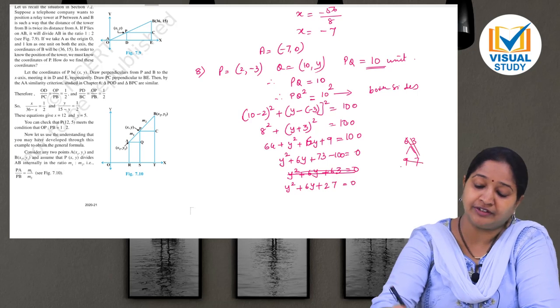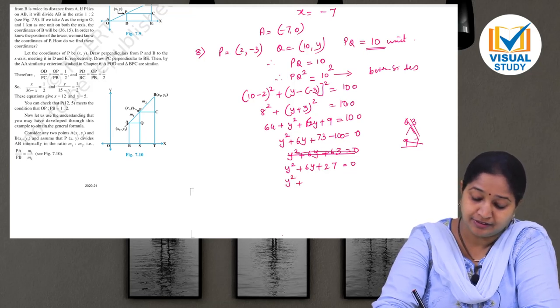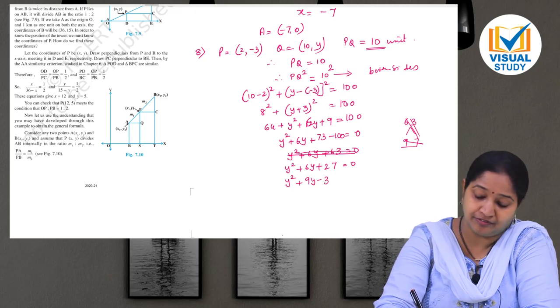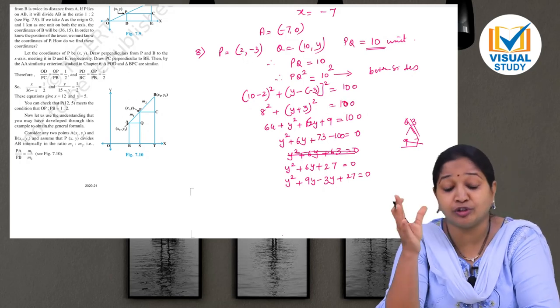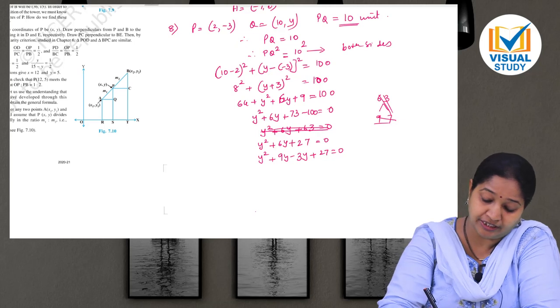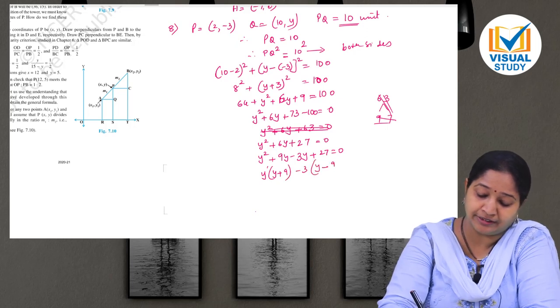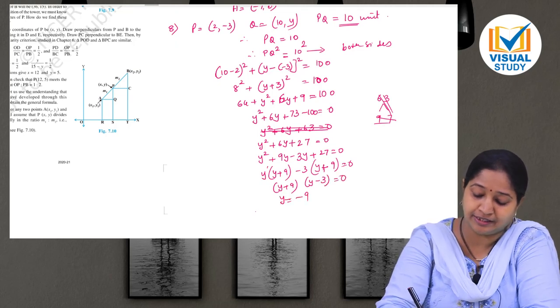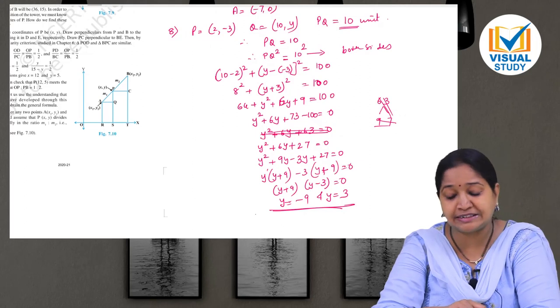Now you have to see the factors of 27, that is 9 threes. So you get y square plus 9y minus 3y plus 27 equal to 0. So sorry, okay, we have to take the square root on both the sides. By mistake, I have taken the square root on one side only. So, I get (y + 9)(y - 3) equal to 0. So, y equal to minus 9 and y is equal to 3. So the required values of y are minus 9 and 3.